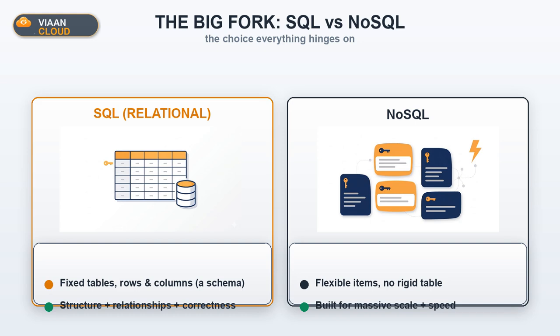It stores flexible items that don't all have to look the same, and it's built to scale out massively across many machines. The quick rule: SQL is about structure and relationships and consistency. NoSQL is about flexibility and enormous scale and speed. Almost every database choice comes back to this one fork.